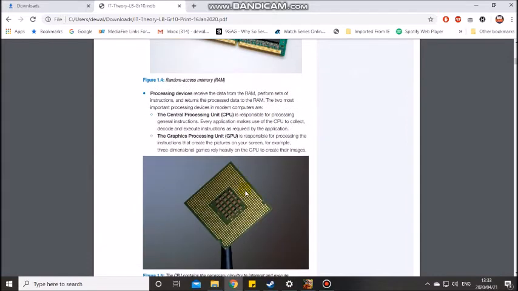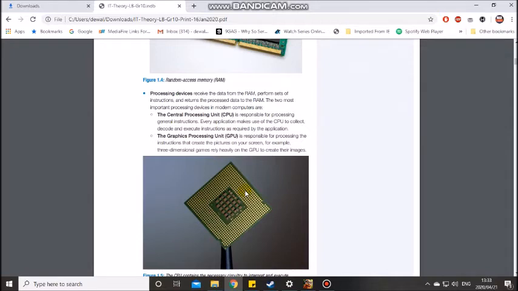Then we have our processing devices, so that would be our CPU and the GPU. The CPU is responsible for processing general instructions. Every application makes use of the CPU to collect, decode and execute instructions as the application requires. Then the graphics processing unit is a bit more responsible for generating pictures on screen.